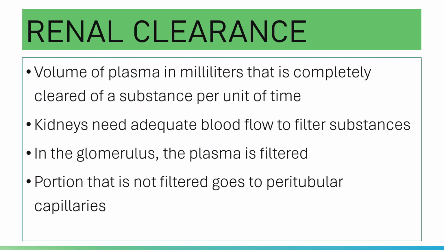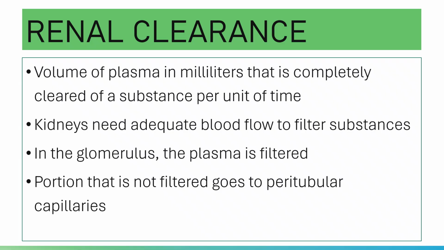But first, let's take a look at the concept of renal clearance. Your renal clearance, accordingly, is defined as the volume of plasma in milliliters that is completely cleared of a substance per unit of time. That is why in a clearance test, usually the unit of measurement is ml per minute. It is expressed in milliliters per minute.